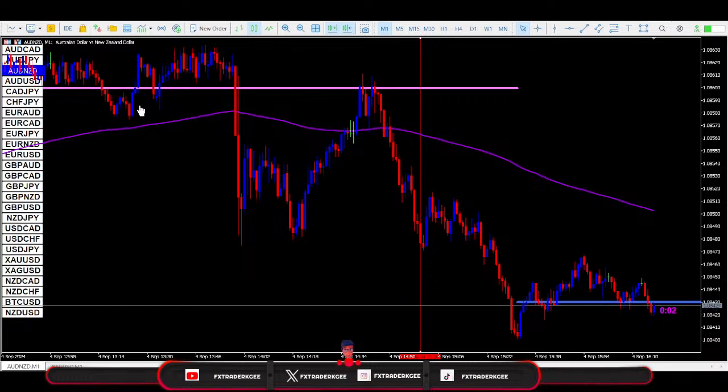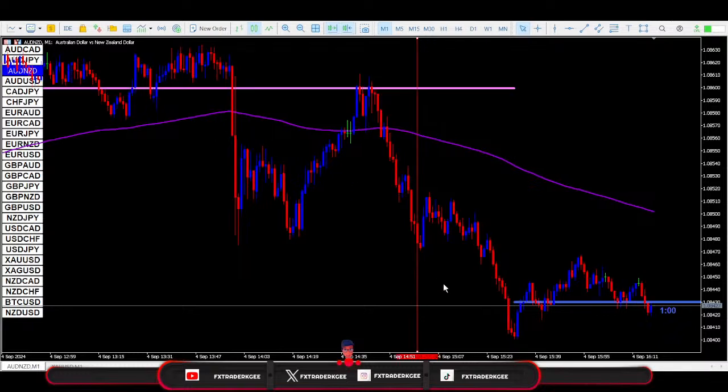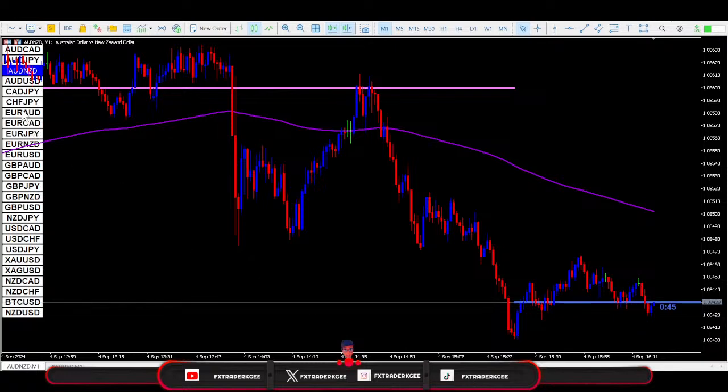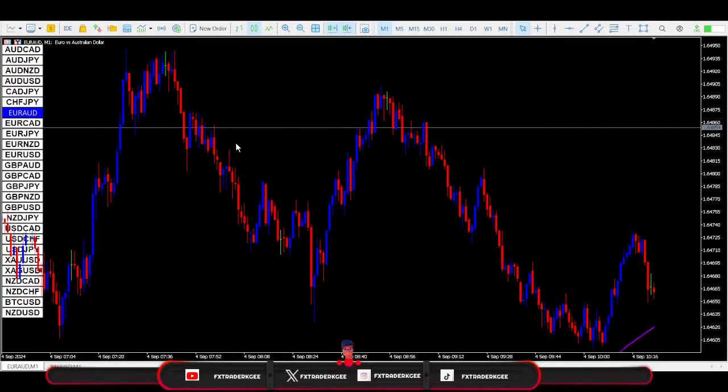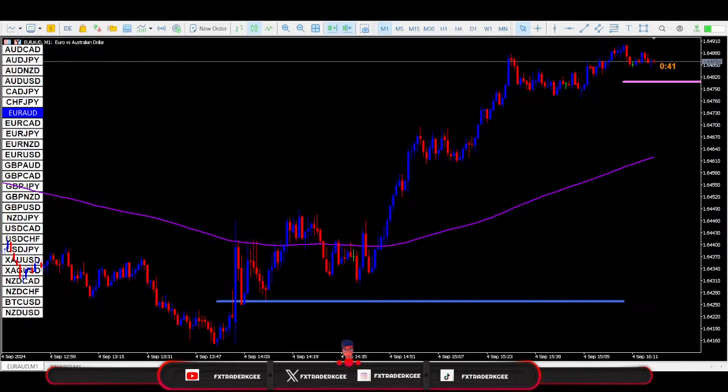So we go to another financial asset, which is Euro Australian dollar. Those are the ones I have mapped out.